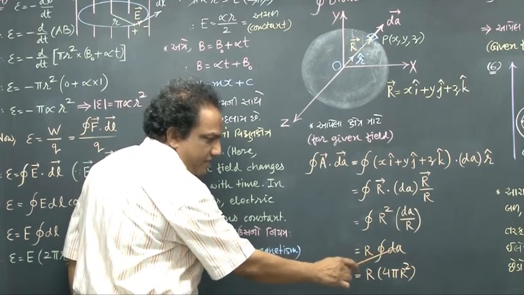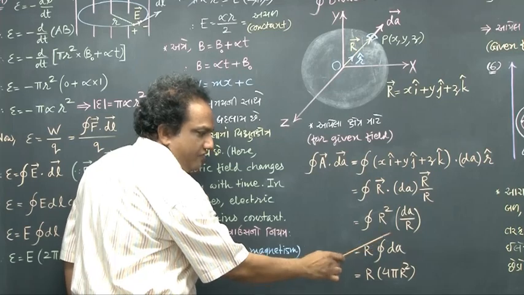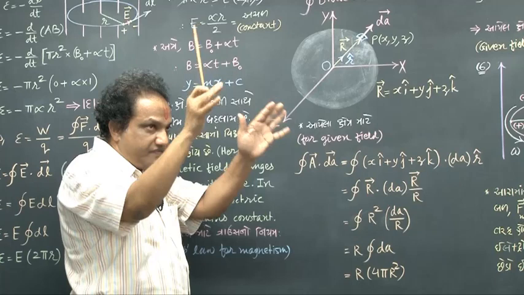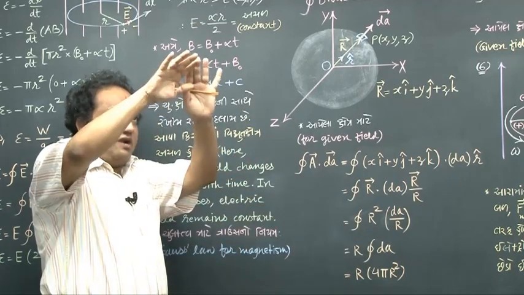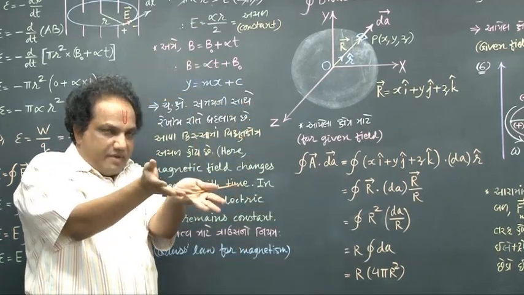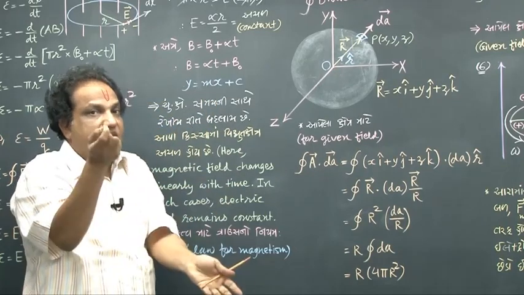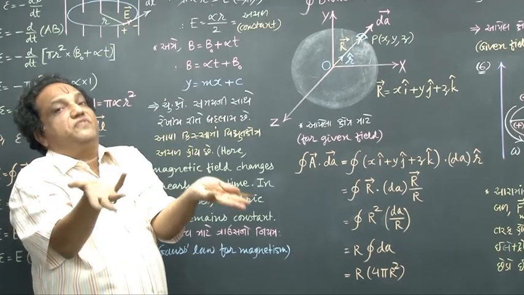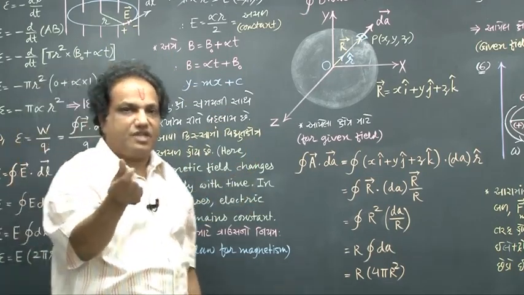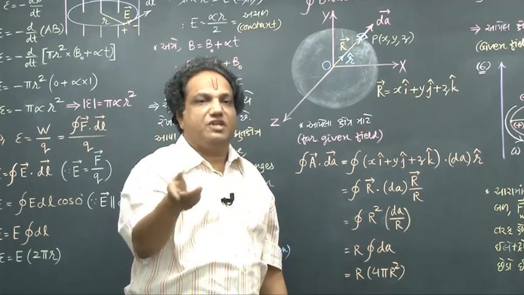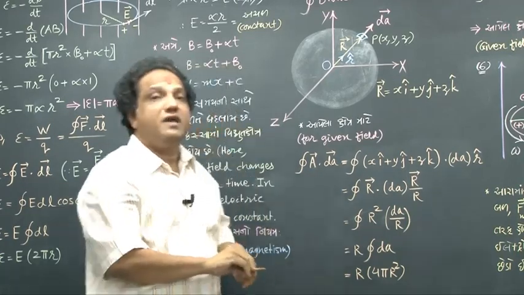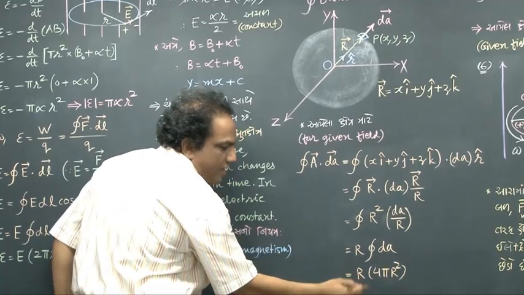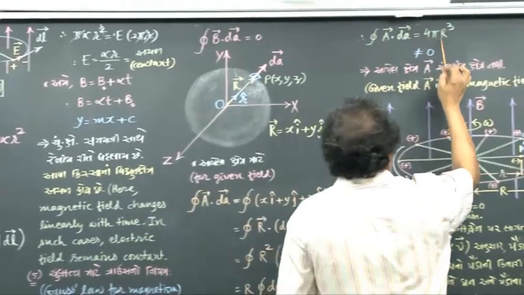Now closed integration dA means what? The summation of areas of all the area elements chosen over the spherical surface. When you add the areas of all the area elements over a spherical surface of radius R, it will give you the total surface area of a sphere of radius R. What is the surface area of a sphere of radius R? 4 pi R square. That's why I am putting here 4 pi R square. 4 pi R square into R, that is 4 pi R cube.